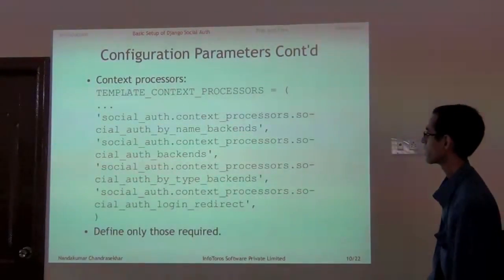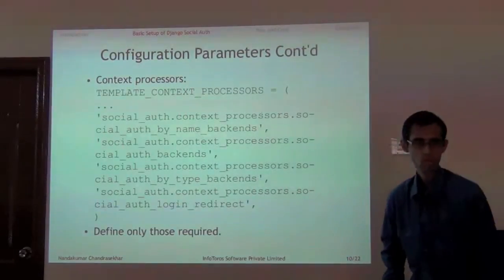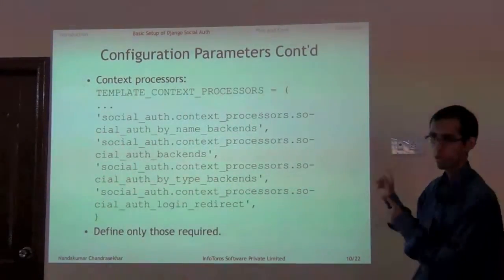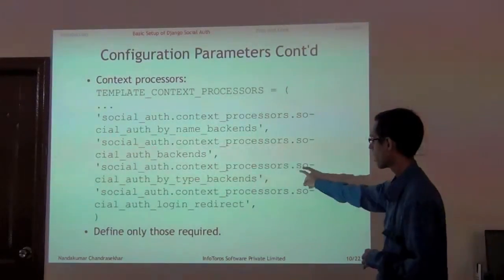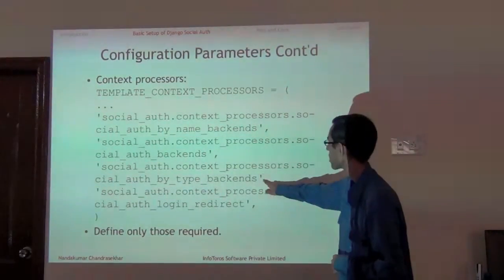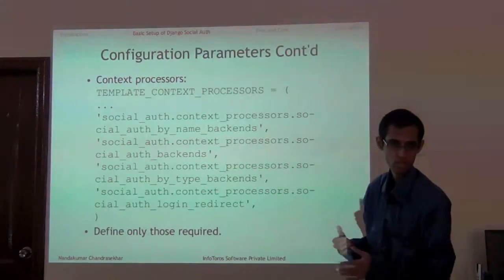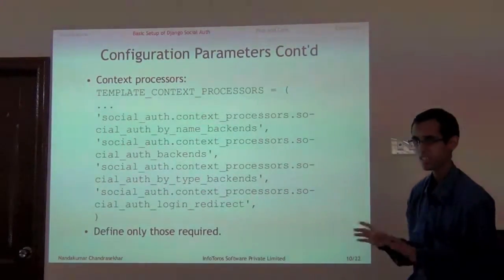Okay. Now, next thing is context processors. Usually you only want to use one of these because they don't all play well together, especially the social auth, this one, and the main backends. They clash with each other. So only use the one that you really need.